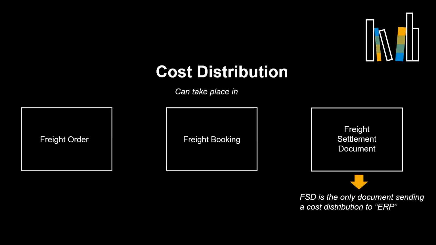Cost distribution can take place in a freight order, a freight booking, and a freight settlement document. The freight settlement document is the only document that sends the cost distribution to ERP.